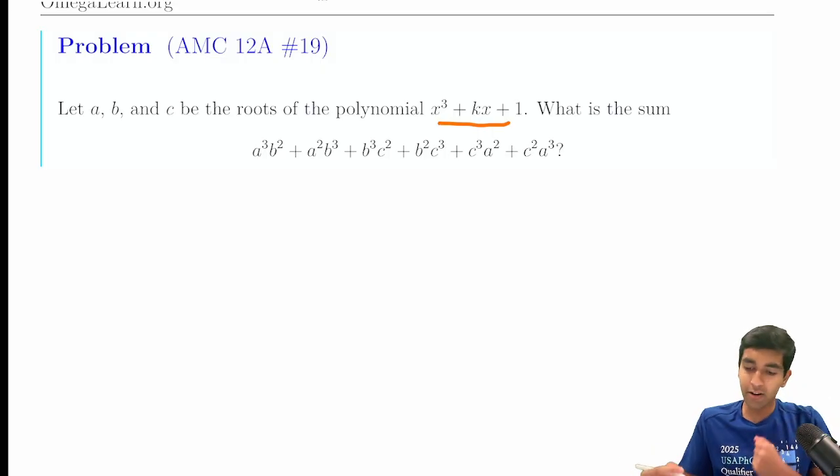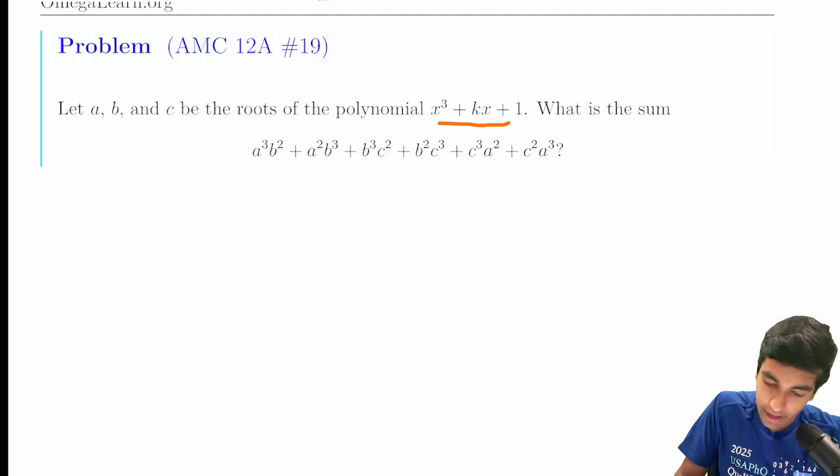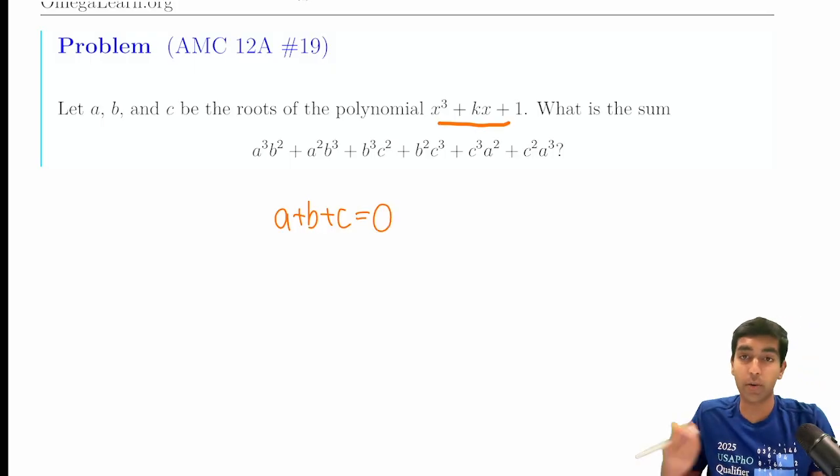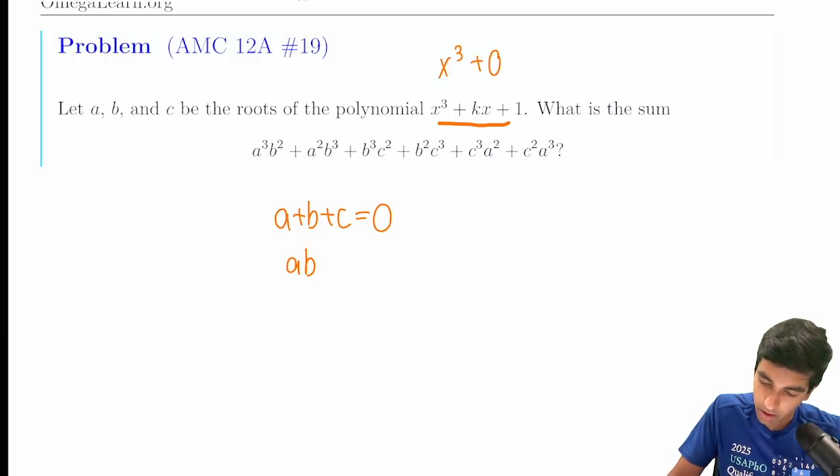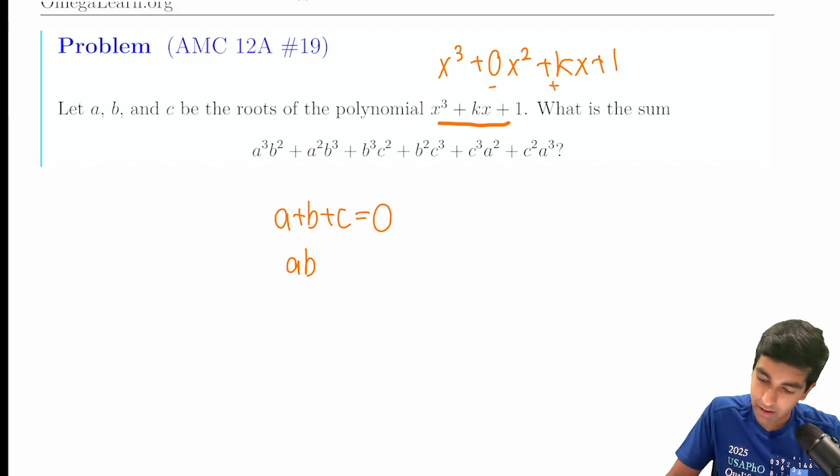Okay, so first things first, we see a cubic. We have to use Vieta's, right? So the roots are a, b, and c. We have a plus b plus c is equal to 0 because the coefficient of x squared is 0. Remember, imagine we write x cubed plus 0 x squared plus kx plus 1. We have negative, positive, negative. That's kind of the way I like to think about this.